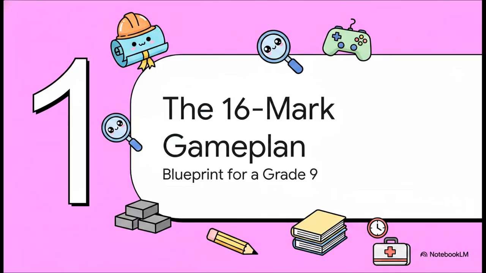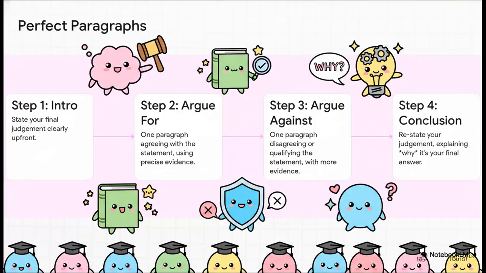Okay, let's dive in with our game plan. Now, before we even touch the history, you need a rock-solid structure. Think of this as your blueprint for a top-grade answer every single time. So here it is, a super simple, four-step structure that works for any 16-mark question. You kick off with your judgment right up front. Then you have one paragraph agreeing with the statement, one paragraph arguing against it, and you finish with a powerful conclusion that explains why you've decided on that final answer. It's simple, it's effective, and trust me, it's exactly what examiners are desperate to see.